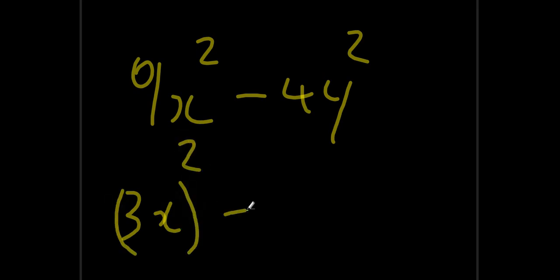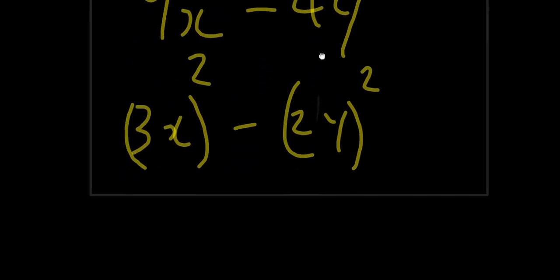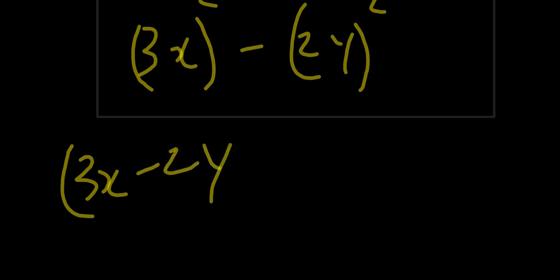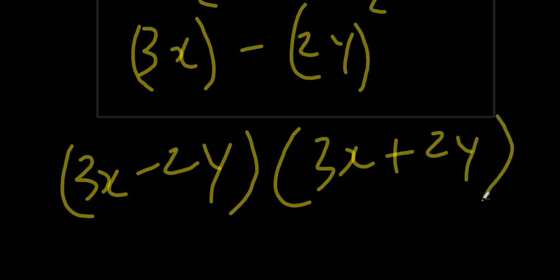And we could do the same thing: we would have 2y raised to 2. If you look at it, we have two terms as squares, and now we have a difference. So that is the same concept of difference of two squares. Then you could write this in the way that gives us the original thing. So we could say (3x minus 2y)(3x plus 2y).